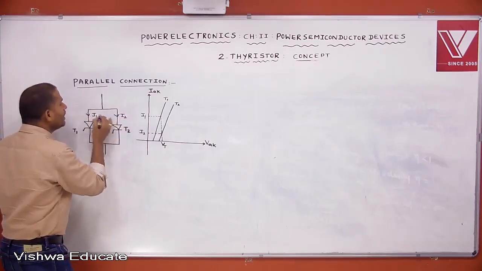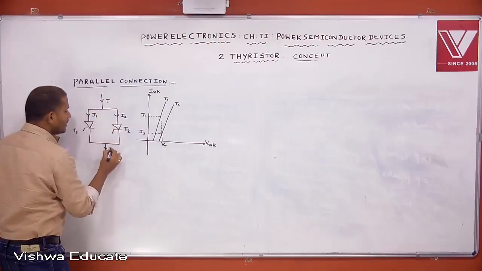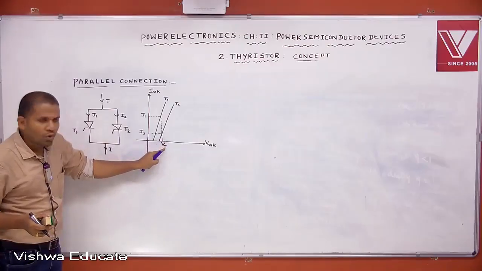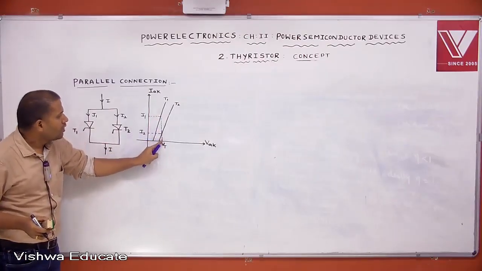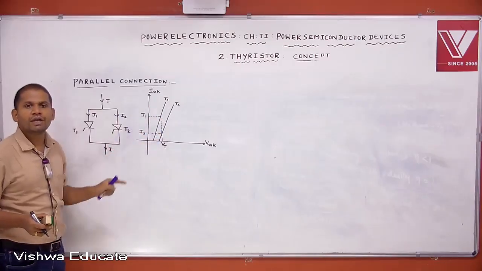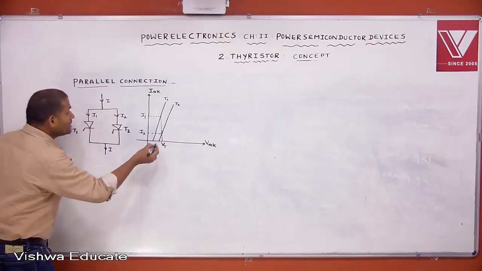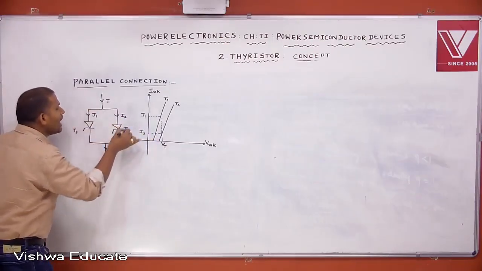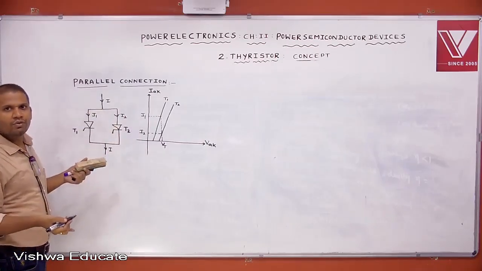This is I1 and this is I2. Let the total current be I. If the SCRs are conducting, there exists some voltage drop. I am assuming that for the same voltage drop, T1 shares the current I1 and T2 shares the current I2. Therefore, because of unequal static VI characteristics, there exists an unequal current distribution. Now, due to unequal current distribution, what happens?